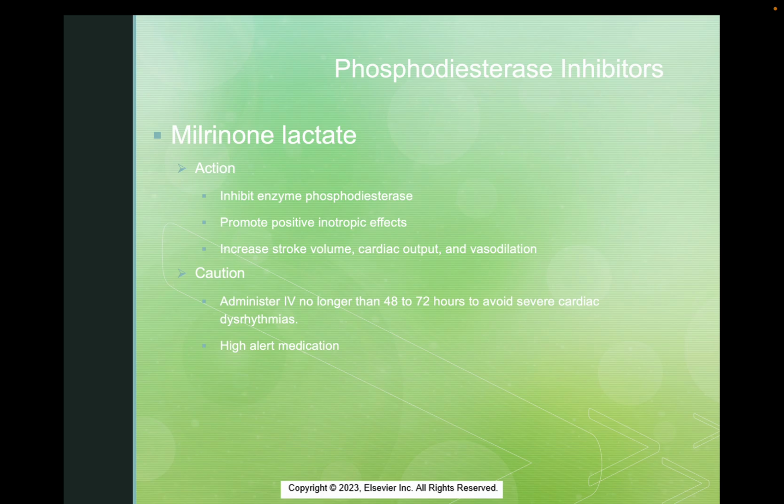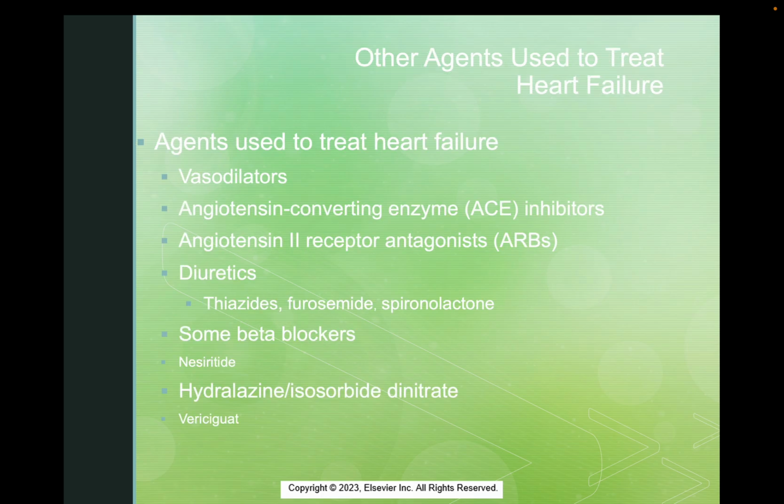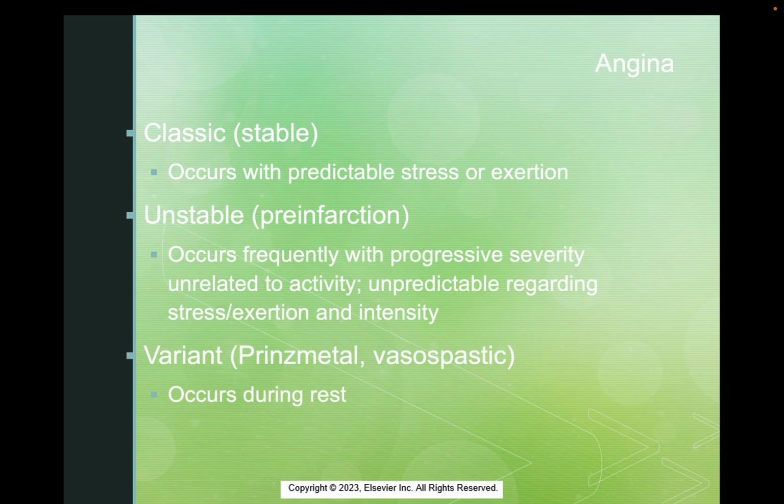We usually do not give these via IV longer than 48 to 72 hours at a time. It's a pretty high alert medication. We don't want to cause any long-term dysrhythmias. So these are usually given very short-term for heart failure patients. Other things used to treat heart failure include vasodilators, angiotensin converting enzyme or ACE inhibitors, angiotensin 2 receptor blockers or ARBs, diuretics, beta blockers, and hydralazine. So we're going to go into detail on all of these other areas.